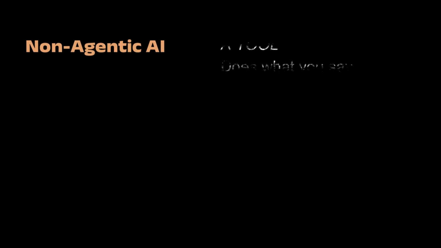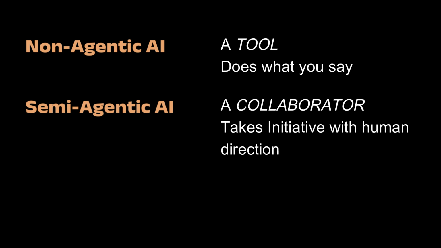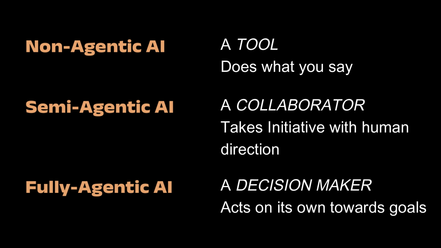Non-Agentic AI is a tool. It does what you say and nothing more. Semi-Agentic AI is a collaborator. It takes initiative within your boundaries. And Fully Agentic AI is a decision maker. It acts on its own toward a goal.